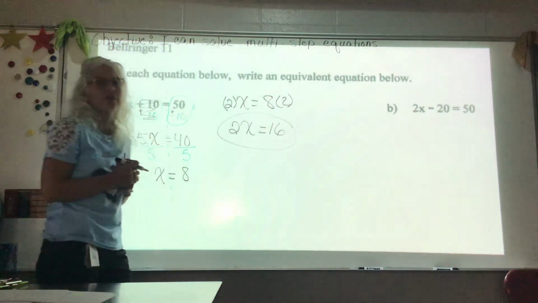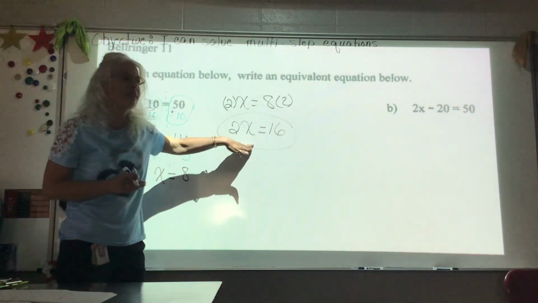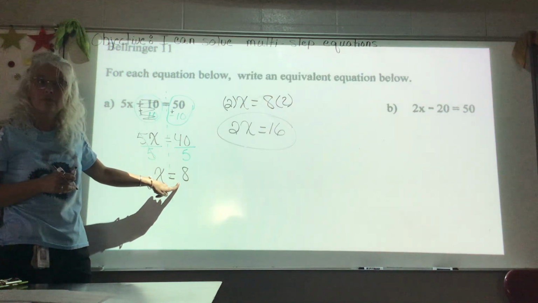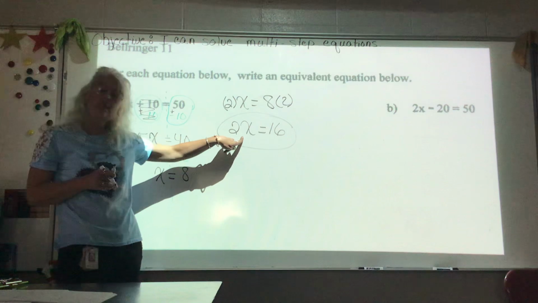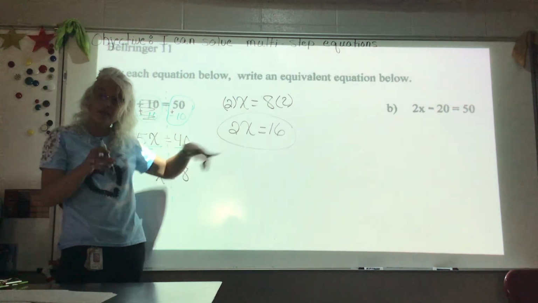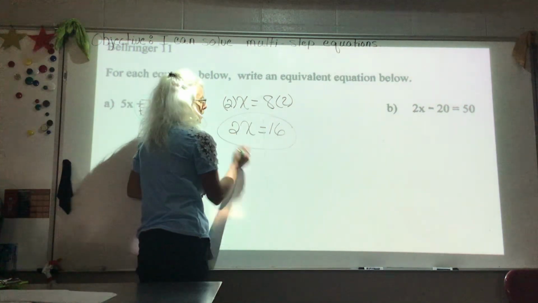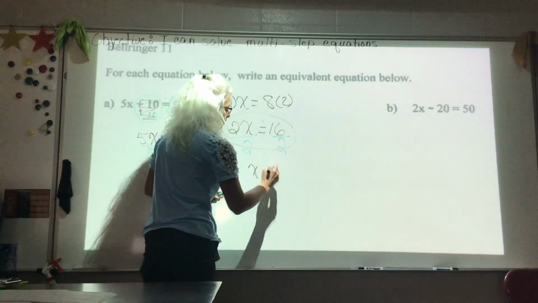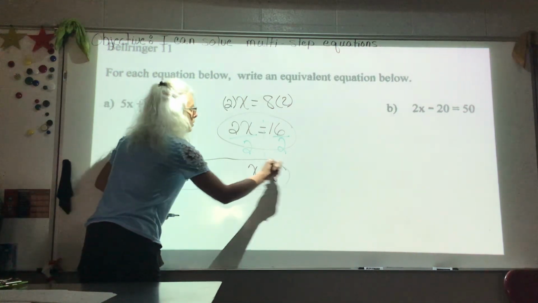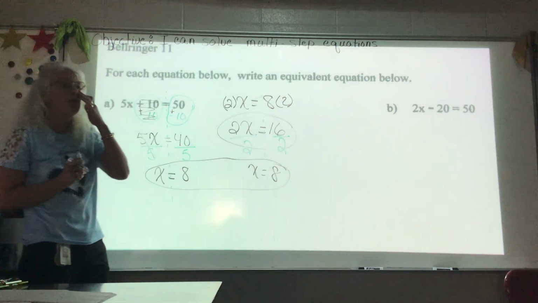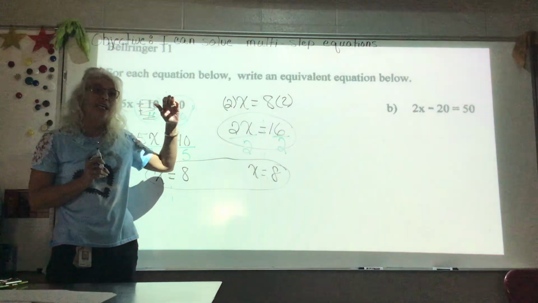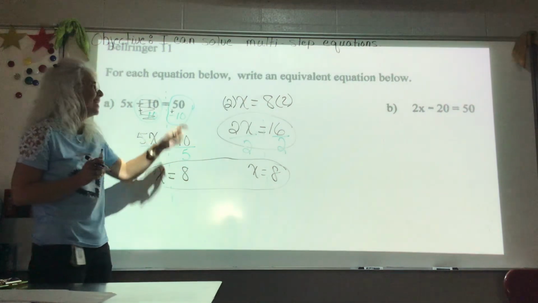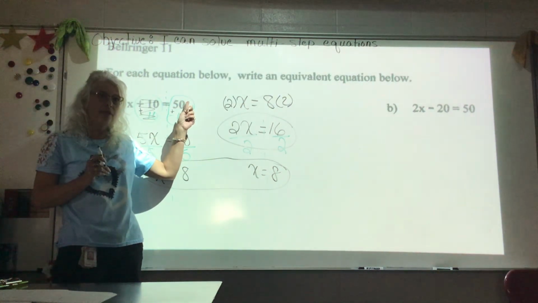I would have to multiply this by 2, so this would be 2x equals 16. There's an equivalent equation. Because when I solve this, am I going to get x equals 8? Yes or no? What does this mean to do? And what's the opposite of multiply? So if I solve this one-step equation, do I get the same answer? So the only way that you can find out if equations are equivalent is if they have the same solution, not the same number in the problem.